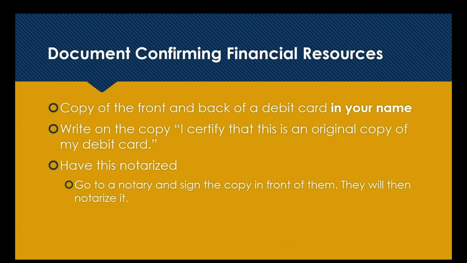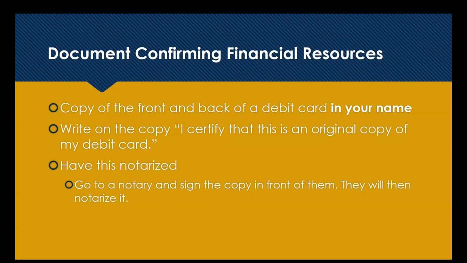And then the last two documents are the ones that usually screw up students the most. The first is a copy of the front and back of a debit card, which should be in your name. It's a photocopy of this debit card, which needs to be notarized. The issue is that most American notaries don't notarize photocopies because it's a bit of a weird thing in the US. In the Czech Republic, it's quite normal.